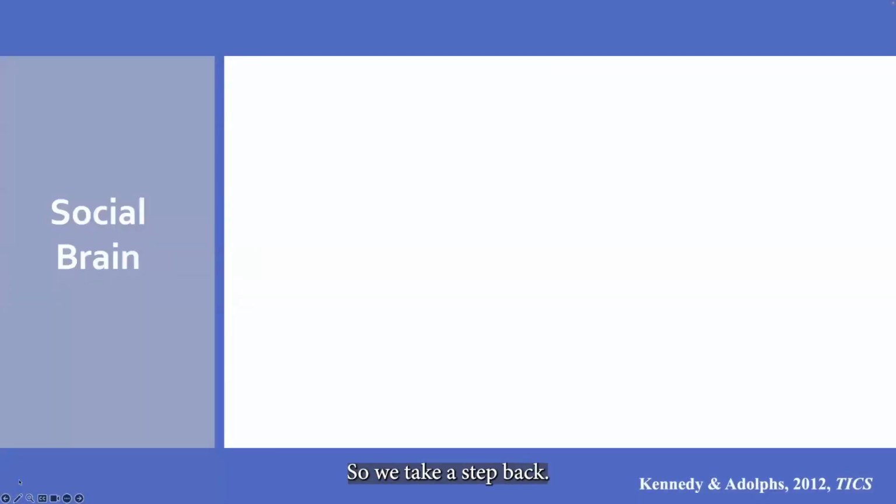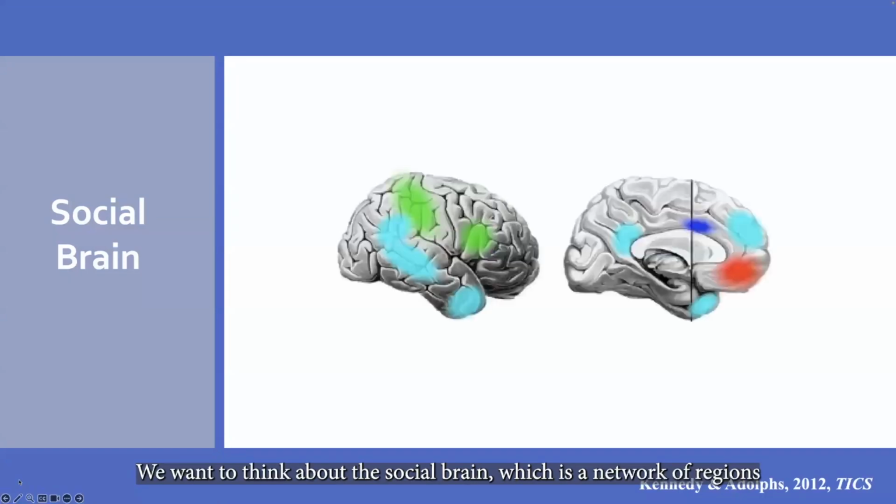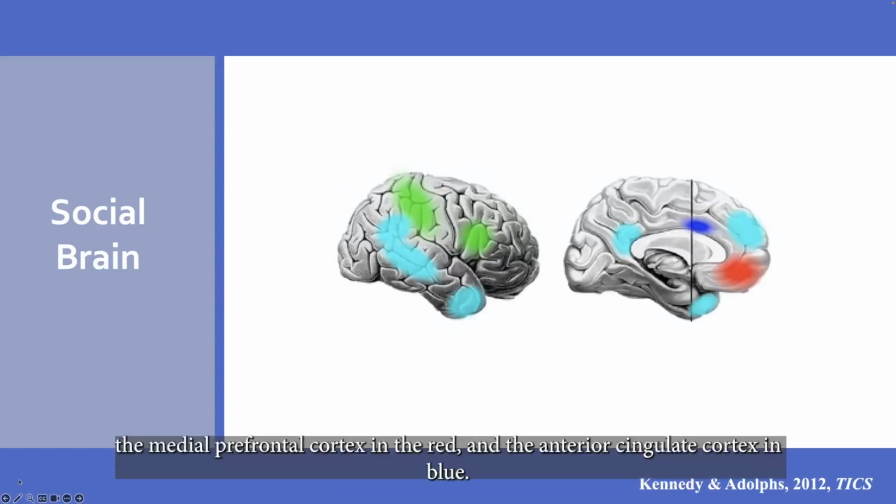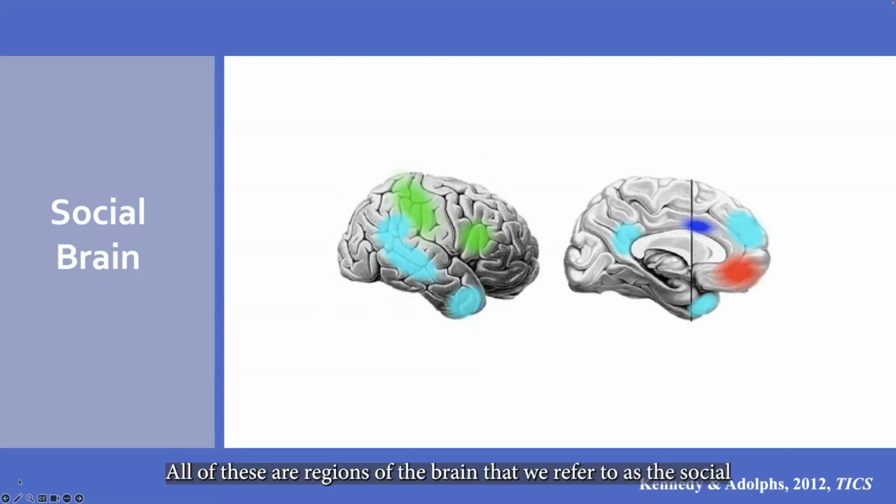So if we take a step back, we want to think about the social brain, which is a network of regions pictured here, which include the temporal pole, superior temporal sulcus, superior temporal gyrus, temporoparietal junction in the turquoise, the somatosensory related cortices and insula in the green, the medial prefrontal cortex in the red, and the anterior cingulate cortex in blue. All of these are regions of the brain that we refer to as the social brain that support understanding and interactions among people.